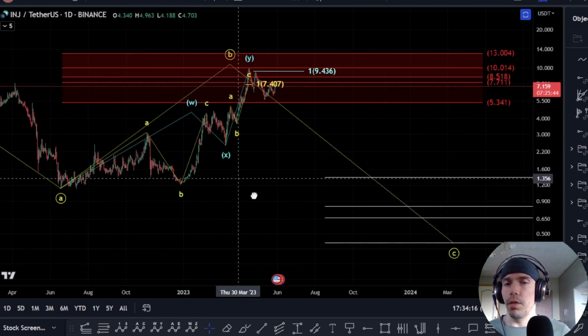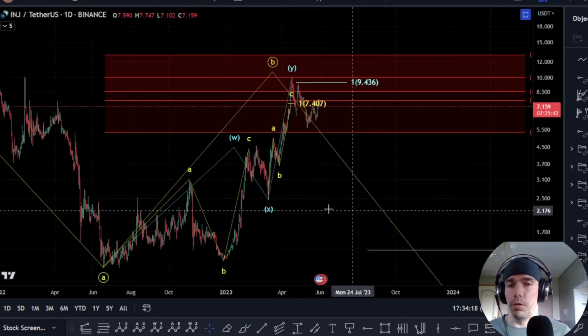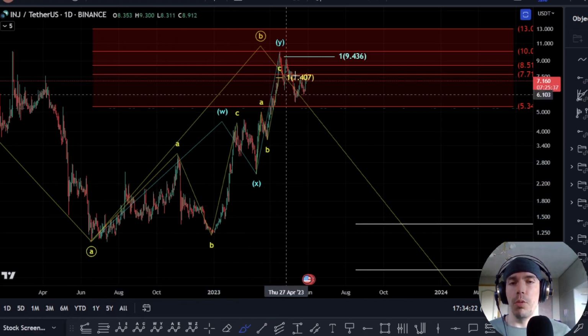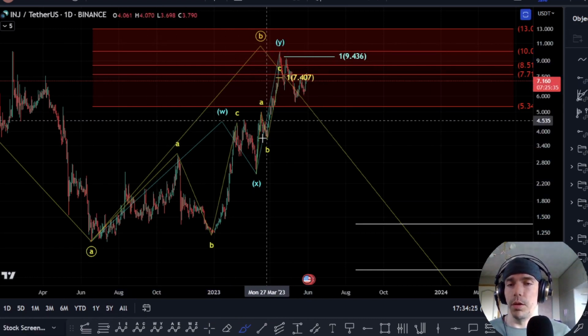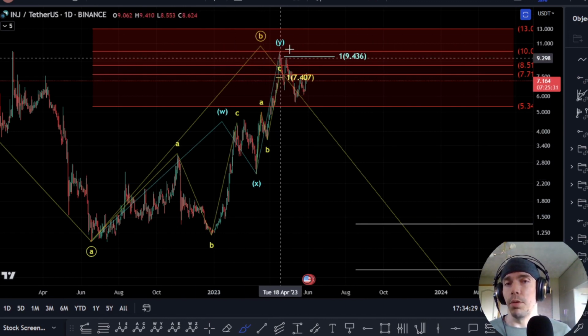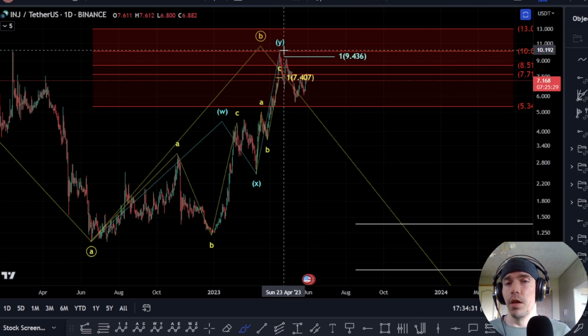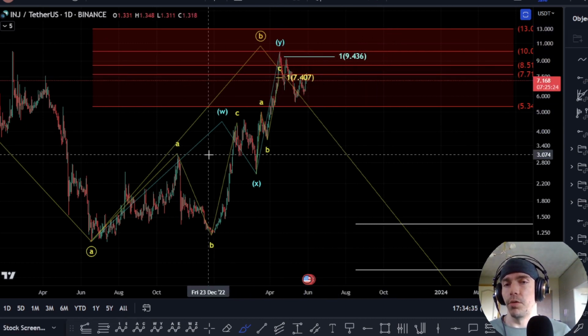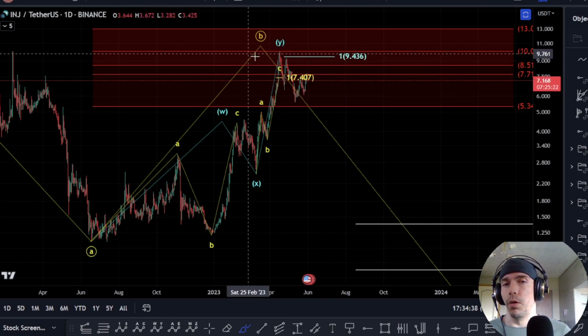Now the reason that I don't like this count as it is shown here is that the time difference between this W wave and this Y wave is quite a big difference. It's possible that this Y wave could actually still be incomplete, and we could see something else play out where we get a deeper correction here and an additional leg to the upside. So this is what I'm just being aware of here.